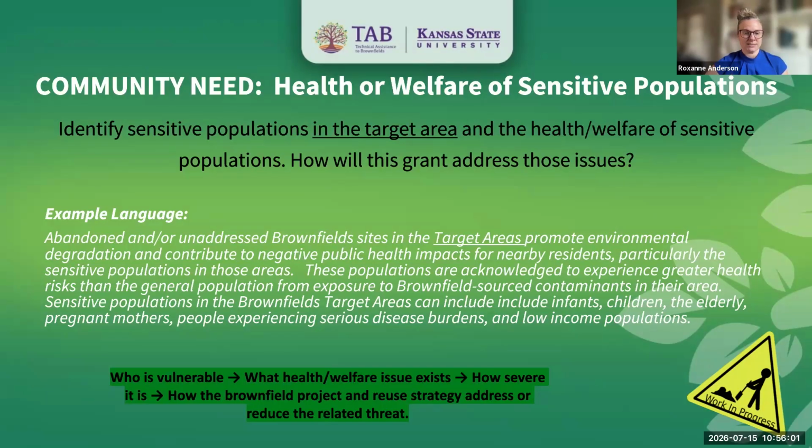So one of the sequences that I like to see is who is vulnerable, then what health or welfare issue exists, how severe is it, and how will the brownfield project and reuse strategy address or reduce the related threat? If you answer those four questions, you're much more likely to give the reviewer what they need to be able to connect all of those things together and give you the full amount of points.